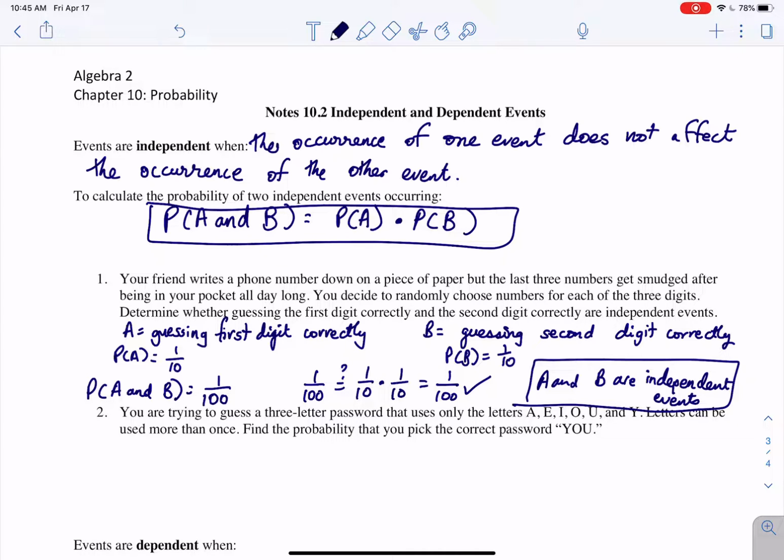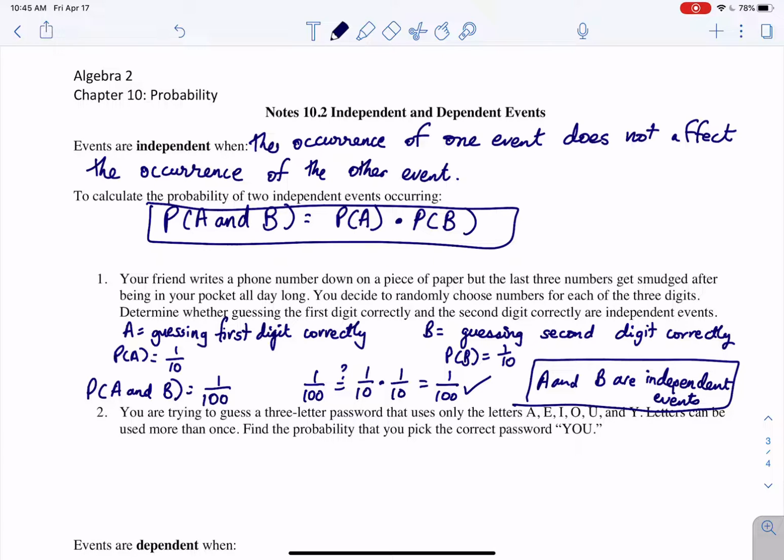So guessing that first digit correct of the last 3 numbers doesn't affect how likely I am to get the second digit correctly. So just thinking about this, reasoning through it, I know that these are independent events. The reason we do the math for it is because sometimes they might not be totally independent because of some other thing. Maybe I just have really good knowledge of how phone numbers work, or I work at the phone company that gave out the number and I know something more about it.